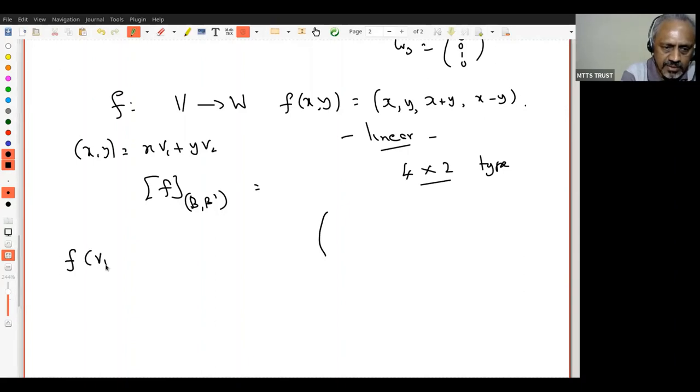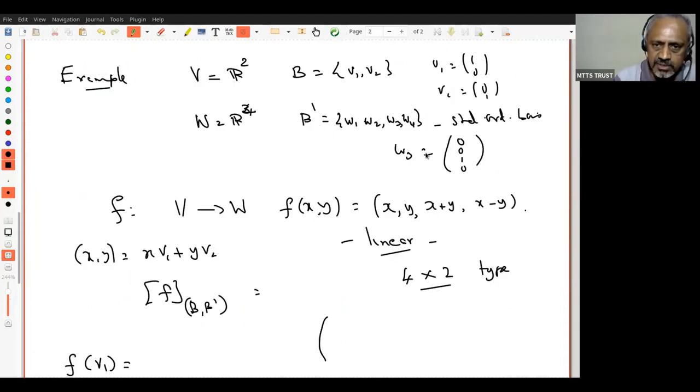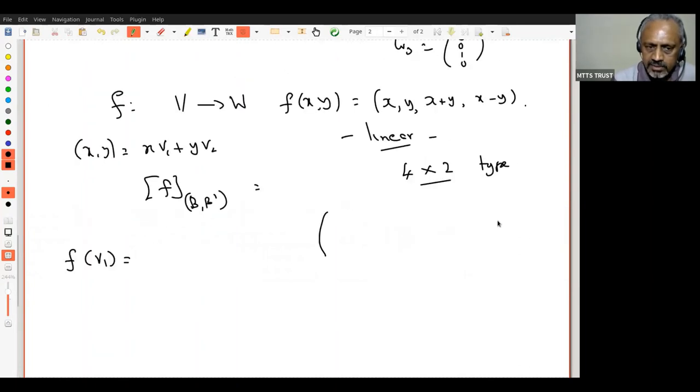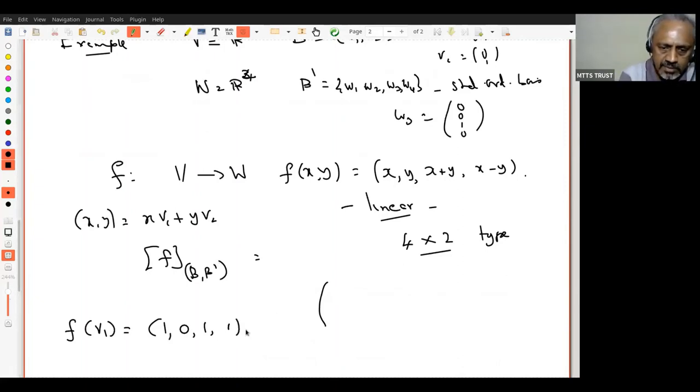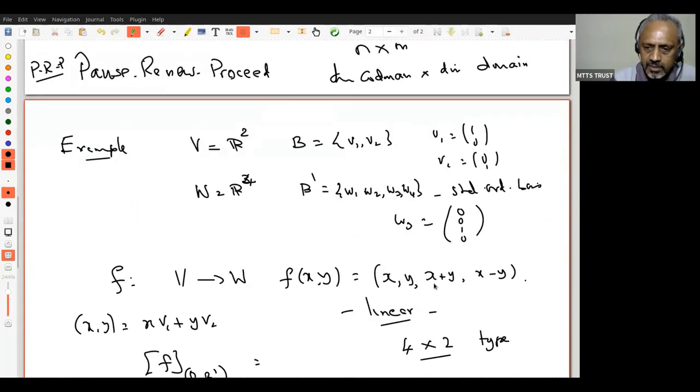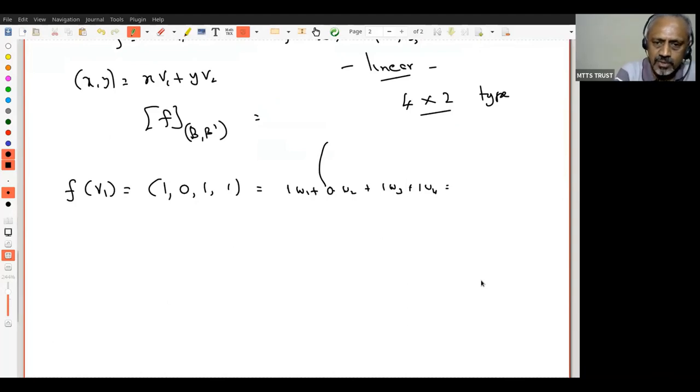Let us look at the first basic vector and write it in terms of this. Now, what is the first basic vector? The first basic vector is (1, 0). That is, x is 1, y is 0. Therefore, I have to simply substitute here. That is going to be (1, 0, 1, 1). This is going to be 1 times W1 plus 0 times W2 plus 1 times W3 plus 1 times W4. In fact, you should be able to write it very quickly by looking at the coefficients of x in this: 1, 0, 1, 1. So I will write it as the first column. Therefore, the first column of the matrix is going to be 1, 0, 1, 1.